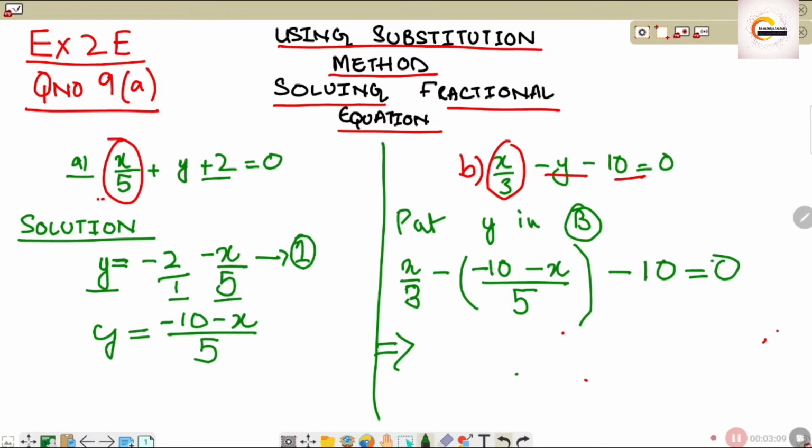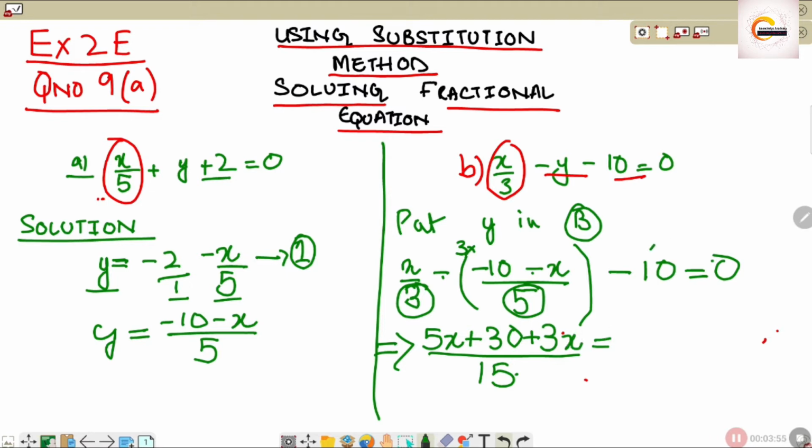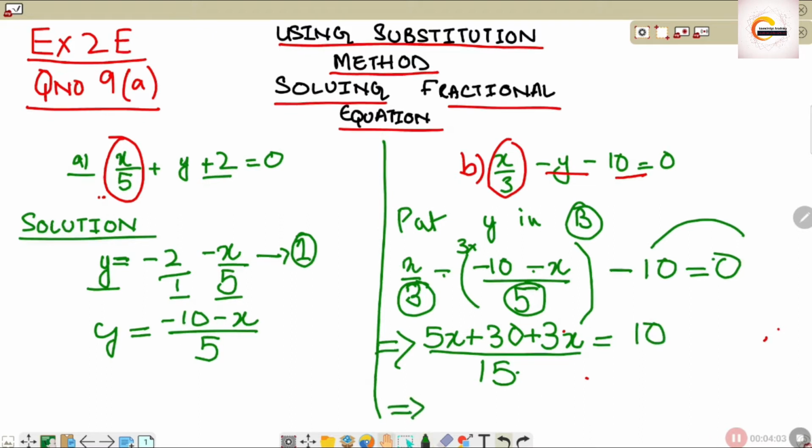Now again, we have two numbers in our denominator, we'll take the LCM. This is the whole story: where you find a fraction, you have to convert it into a regular form, and how will you do it? You will take the LCM. We know the LCM of 3 and 5 is 15, you can calculate it separately if you want. So it's going to be 5x minus 3, you can multiply it with 3, so minus plus 30. Again, minus plus 3x, and I'm going to shift this 10 to the other side, it's going to be 10. Why I'm going to do it, you will see.